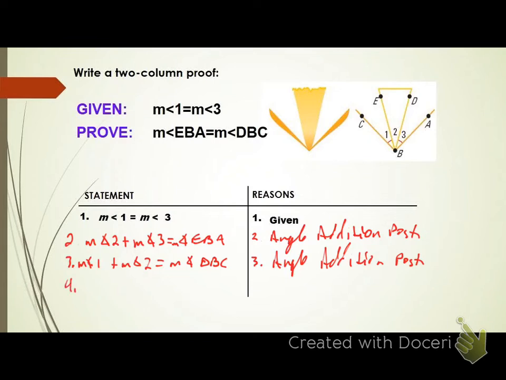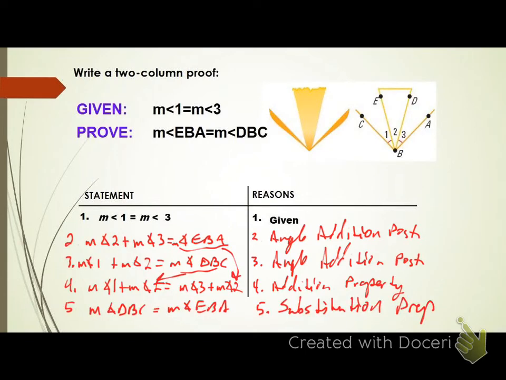The idea thrown out here was that we're going to add the measure of angle 1 plus the measure of angle 2, and then say the measure of angle 3 plus the measure of angle 2. And that's because of? Yeah, the addition property. Right? So we're able to substitute here. 2 plus 3 to 2 plus 3, so just grab EBA and bring it down here. 1 plus 2, we can bring it down, DBC down here.